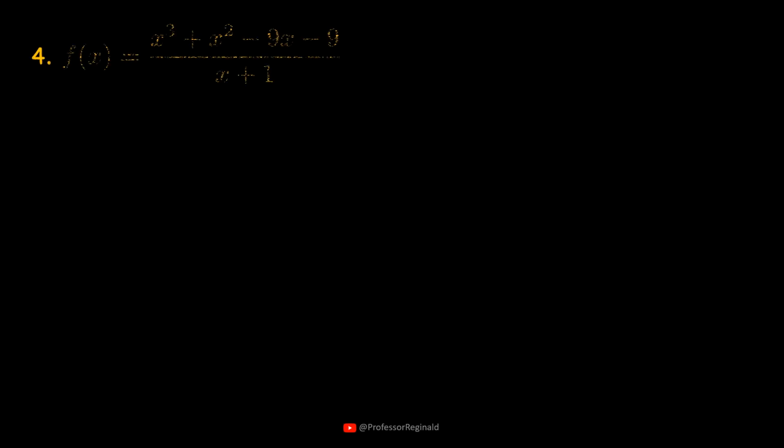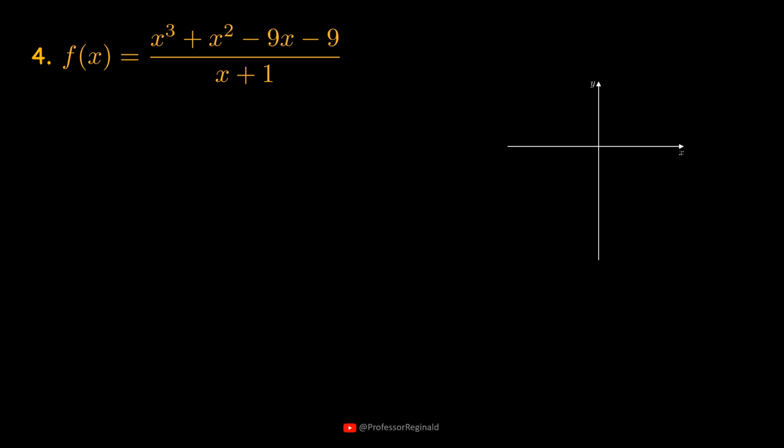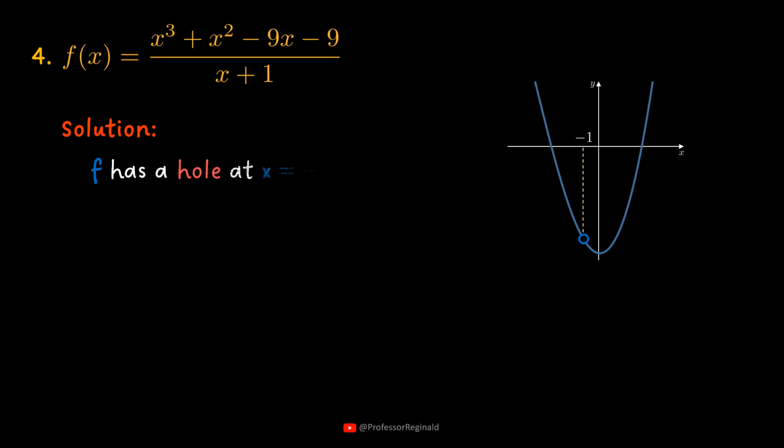f is discontinuous at x equals negative square root of 5 and x equals square root of 5. Number 4. f of x equals x cubed plus x squared minus 9x minus 9 all over quantity x plus 1. Solution. The graph shows that f has a hole at x equals negative 1, which is a removable discontinuity. It means that f is undefined at x equals negative 1. f is discontinuous at x equals negative 1.